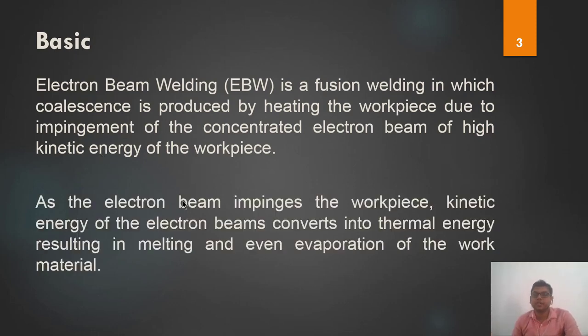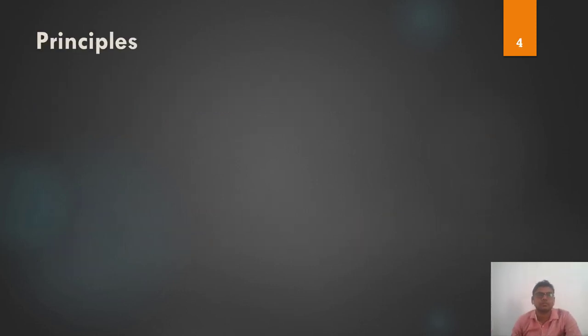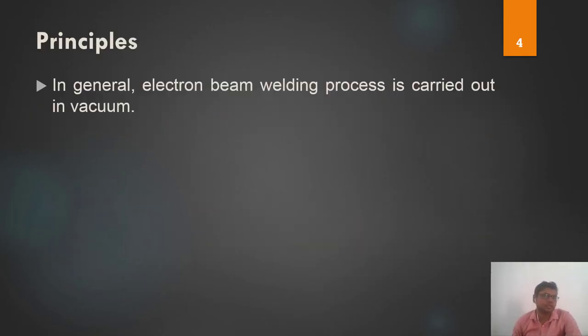As the electron beam impinges the workpiece, the kinetic energy of the electron beam converts into thermal energy, resulting in melting and even evaporation of the work material. So melting and evaporation also happen. Are you getting it? At the point at which the beam is falling, the metal evaporates. And a keyhole, we have talked about the keyhole, is formed there. Now what are the principles?